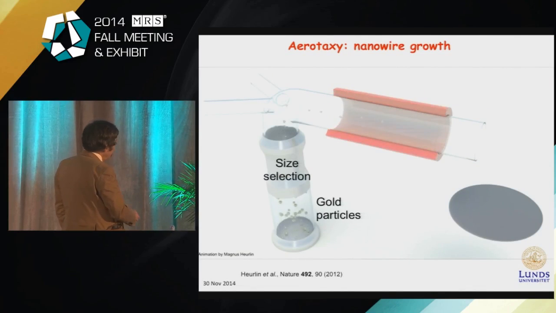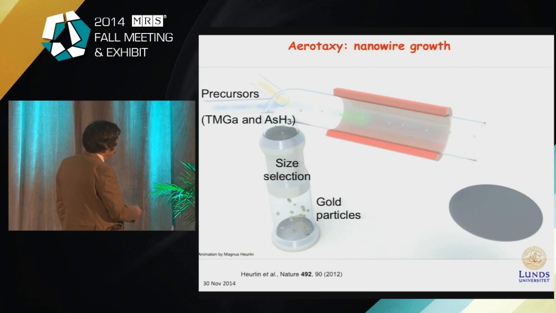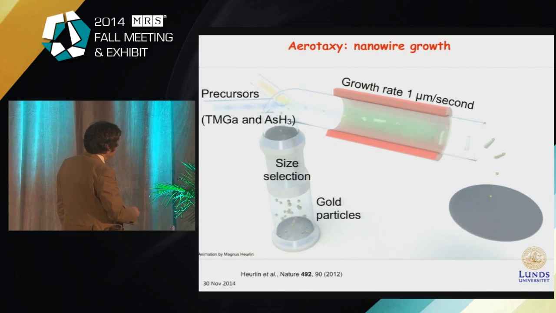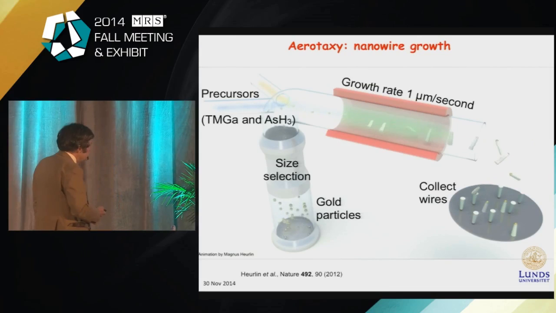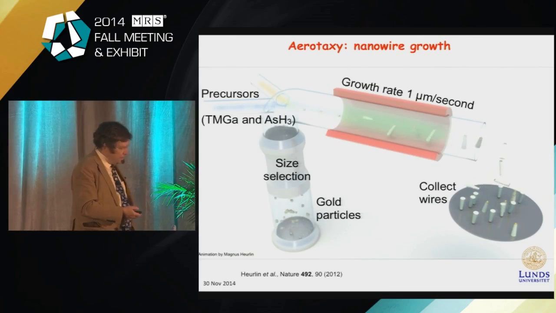So this is again a simulation, an animation, of how this works. We have again the size-selected gold particles. They flow through this furnace. They interact with the trimethyl gallium that alloys with the gold and the arsine, and out comes gallium arsenide nanowires.